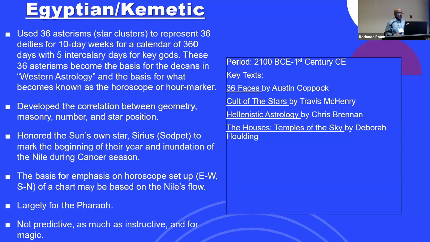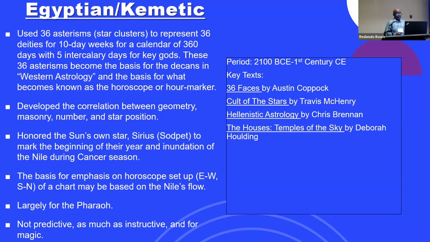So that becomes the basis for what we understand as decans. The other part of it is that they were very much into observing the sun's own star, which we call Sirius, but they knew it as Sotpet. Their year was designated by the inundation of the Nile along their basin, because they depended on the Nile. And also that was the beginning of their year. That was their new year. Now that becomes important for a couple things that I'll get to in the next slide.